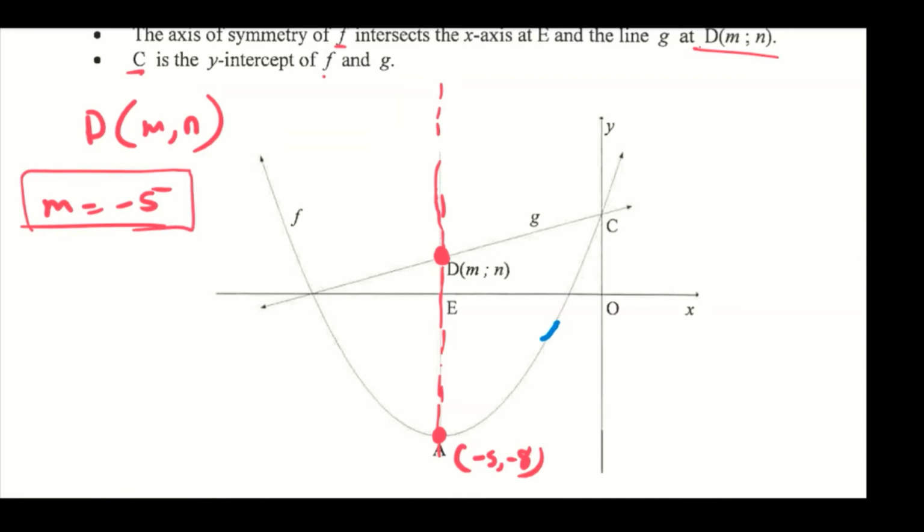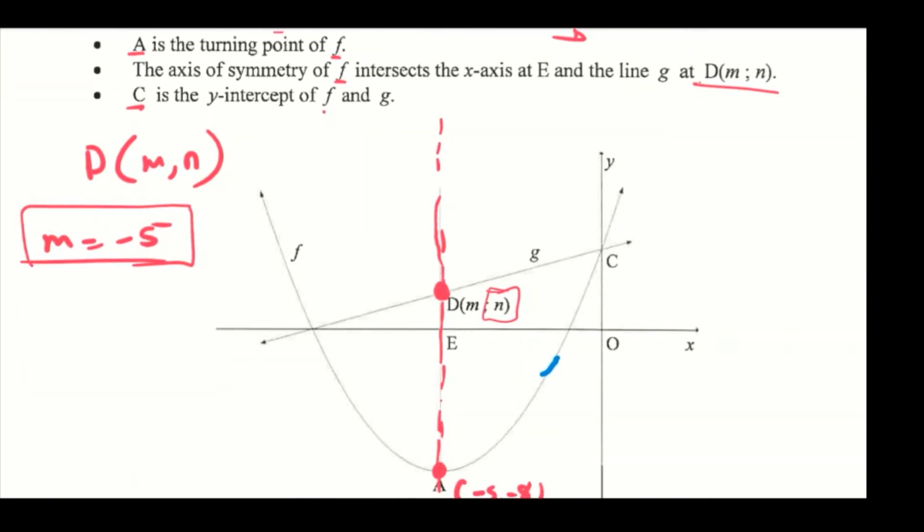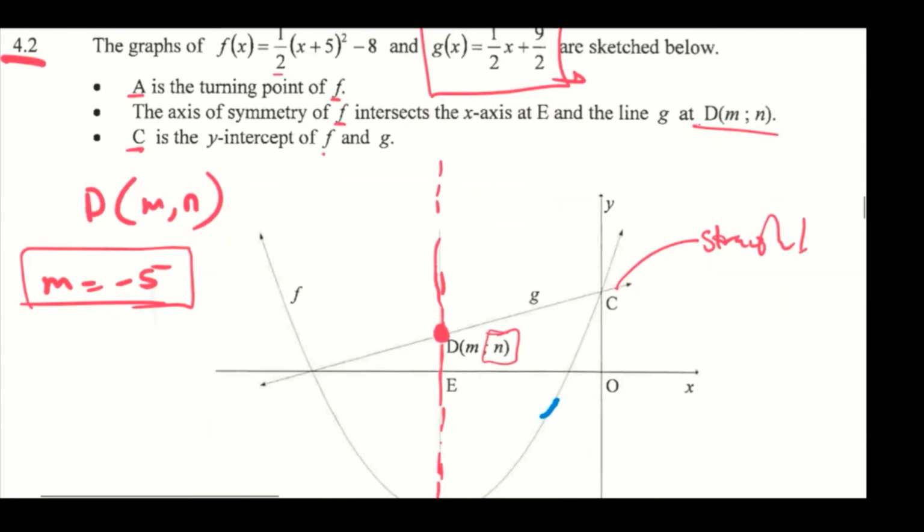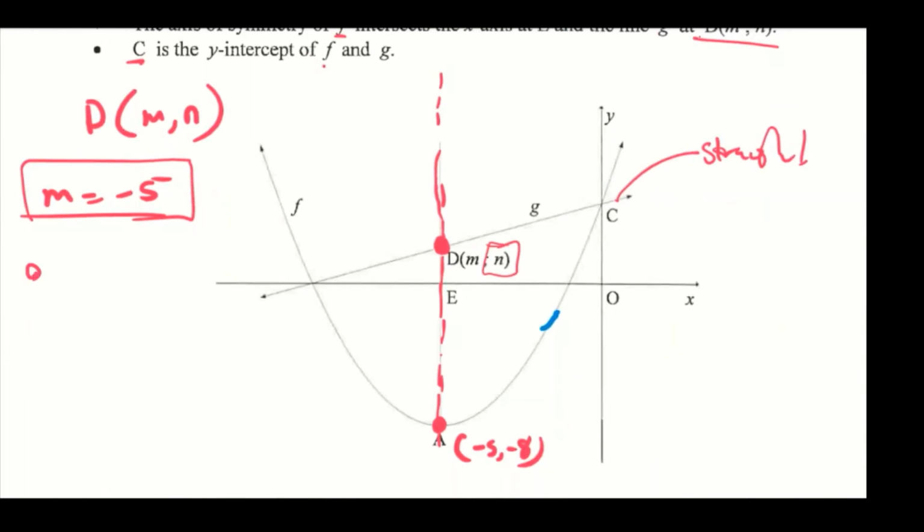So now we need to find this n, right? To find this n, you can simply use the fact that the D point touches the straight line. So this is a straight line, right? It touches the straight line, meaning you can use the equation of the straight line to find the value of n. So the equation of the straight line is this one here: g of x is equal to half x plus 9 over 2. So you can simply use that one.